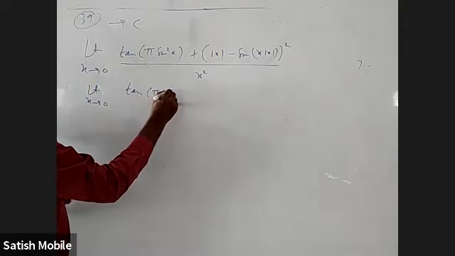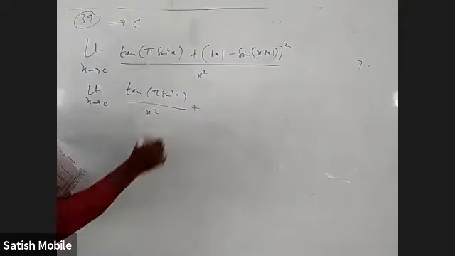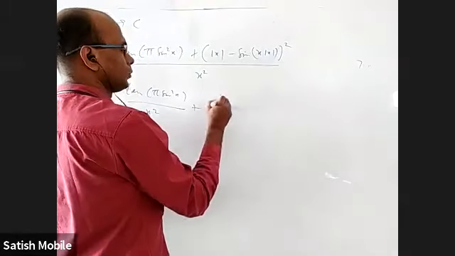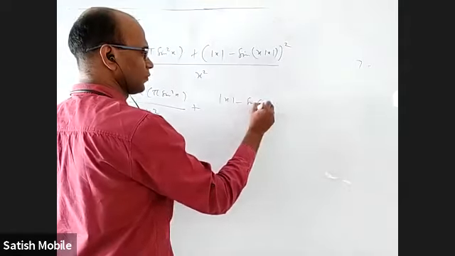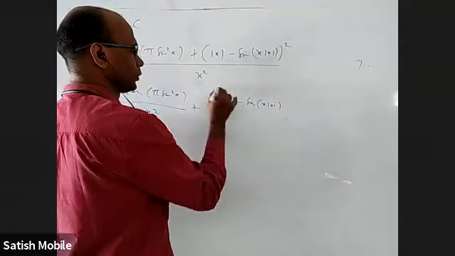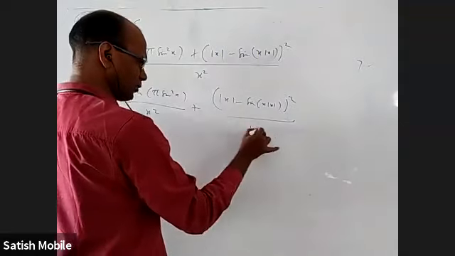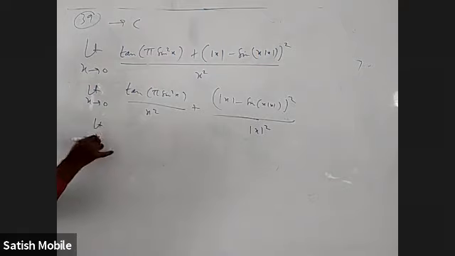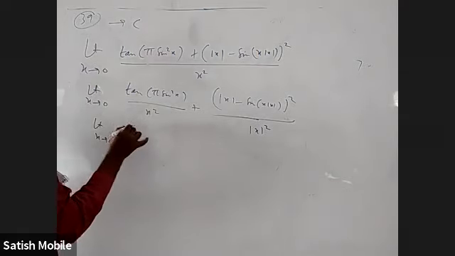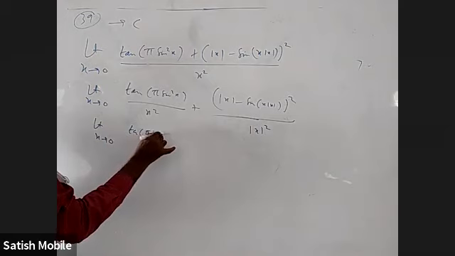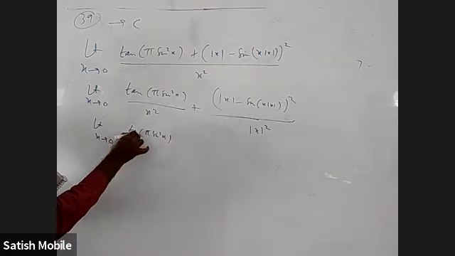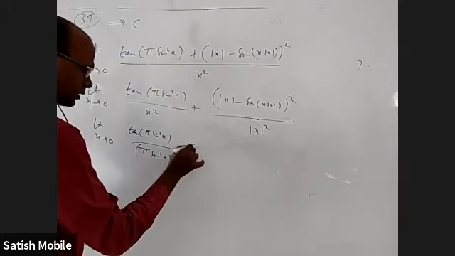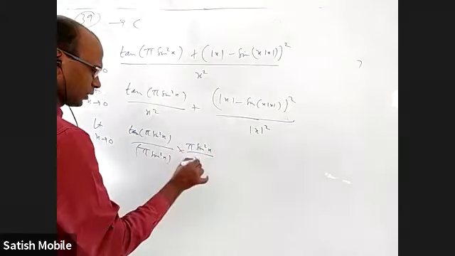Tan pi sine square x by x square, this one mod x minus sine of x mod x whole square. This x square I can write as mod x whole square also. Okay, limit x tends to 0. Tan pi sine square x is becoming 0, so I'll simply have to divide and multiply with that. So divide with pi sine square x, multiply with pi sine square x by x square.